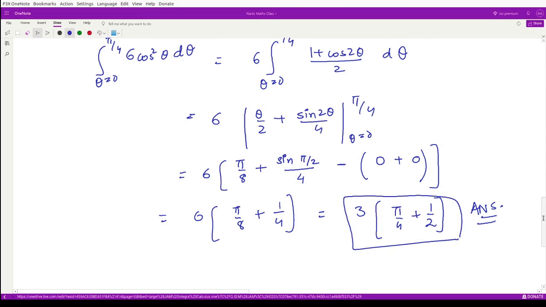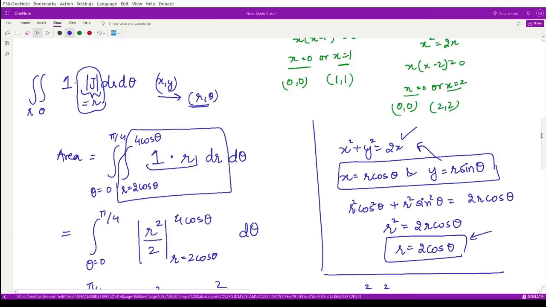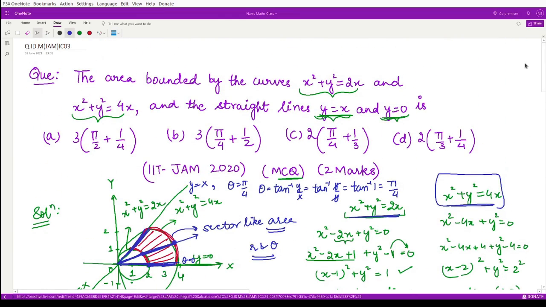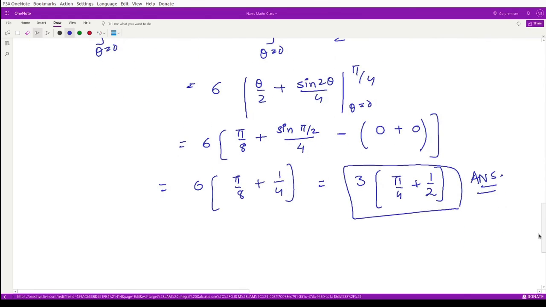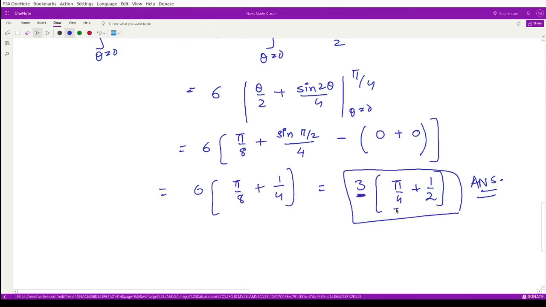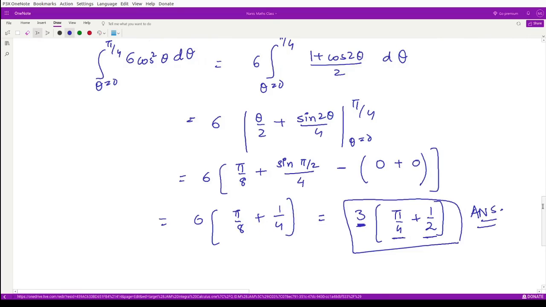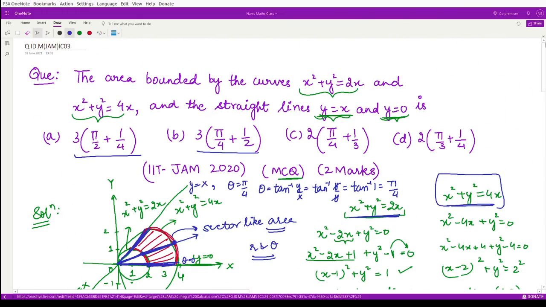So let's have a look at our options. From the given options, we have either this option true or this option true. So let's have a look at the solution. Here we have 3 pi by 4 plus 1 by 2. So accordingly, 3 pi by 4 plus 1 by 2, our option B here is the correct option. So I hope you understood this question.